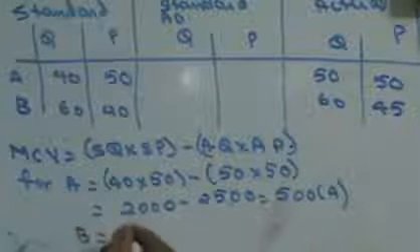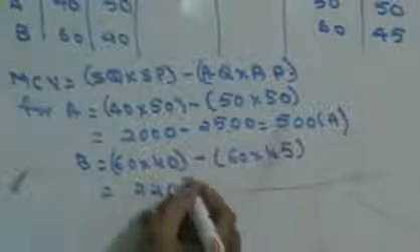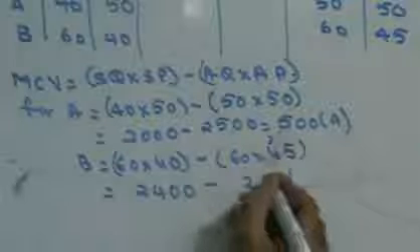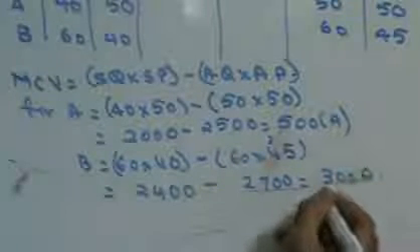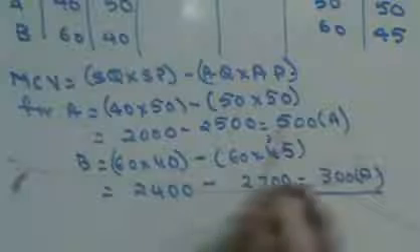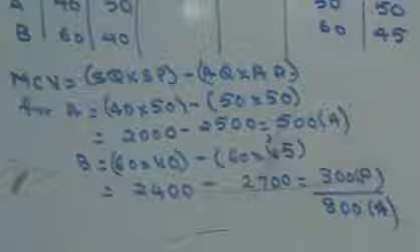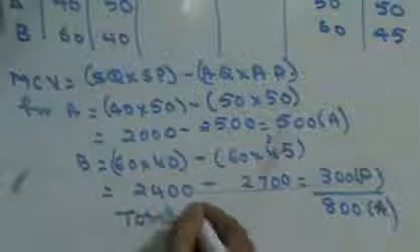Right? Then similarly I can have for material B, 60 into 40 minus 60 into 45. So this is 300 adverse. So my total is going to be 800 adverse. That is going to be my total MCV. This will be written as total MCV.